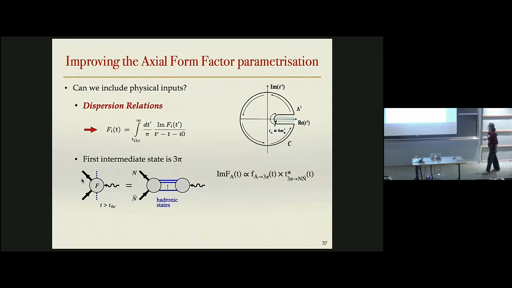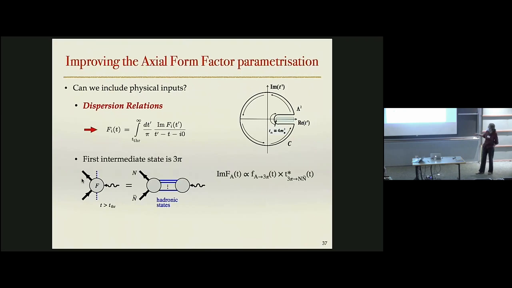So here we consider this axial current coupling to two nucleons. The first intermediate state that has the right quantum numbers is dominated by 3 pions. Okay. So what we can do is use unitarity and put all the states that are allowed by having the right quantum numbers, and write that the imaginary part of my form factor is the axial current going to 3 pions, and then 3 pions going to N N bar.